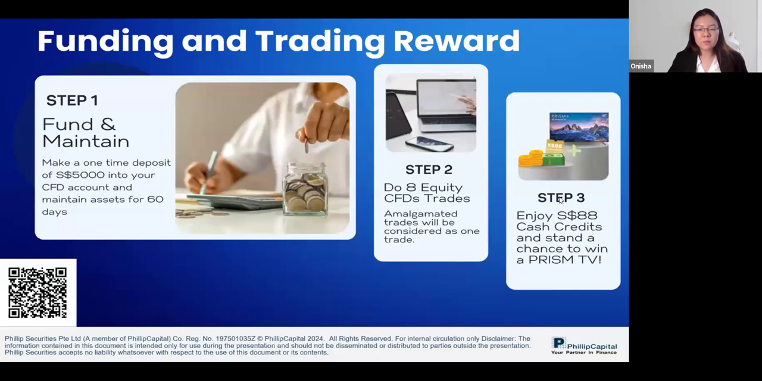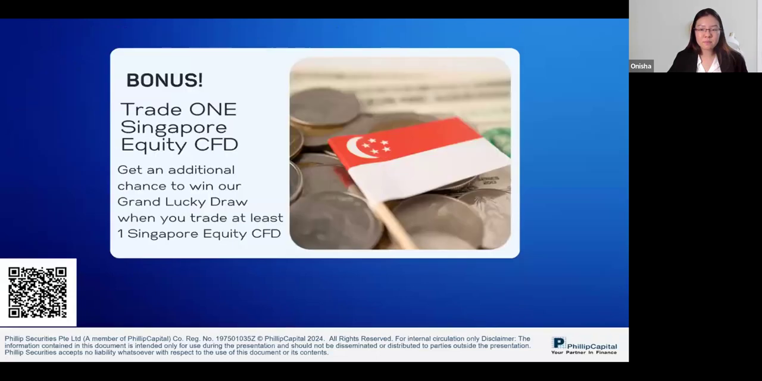Step 3 is you can enjoy the 88 cash credit and stand a chance to win a Presim TV. There's actually a bonus here where if you trade 1 Singapore equity CFD, you get an additional chance to win the grand lucky draw, which is the Presim TV that I showed you just now. This is just a bonus. So you guys can have a look at this promo.